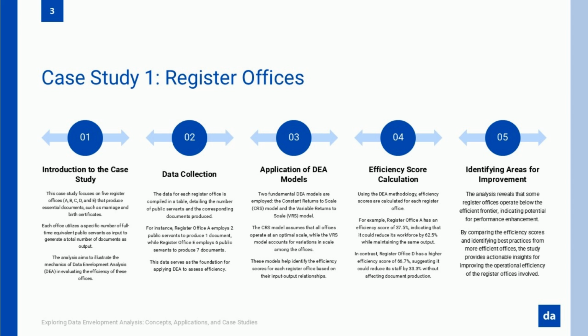It means they could reduce their workforce by 62.5% and still produce the same number of documents. Imagine telling a football player, you're running 3 times as much as you need to, and you're still not scoring. That's Office A. Then you've got Office D, scoring at 66.7%. Better, but still not quite playing at the championship level. They could cut their workload by a third and still hit their targets.